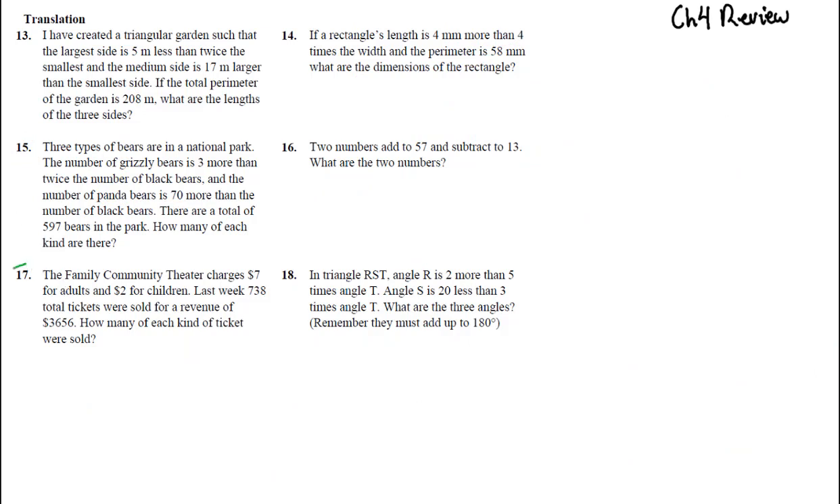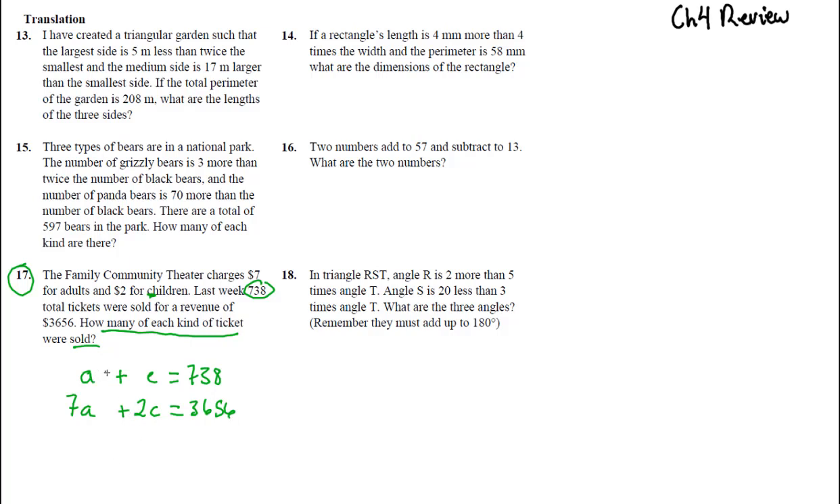On number 17 here, the Family Community Theater charges $7 for adults. So if we have adults here and children here, how many of each kind of ticket were sold? Well, for children is right there. So total, they had 738 total tickets. So A plus C has to equal 738. And then $7 for every adult plus $2 for every child. That's the revenue that comes in, $3,656. Good.